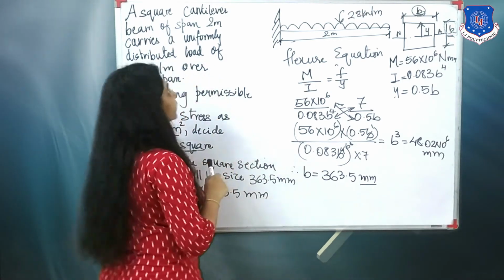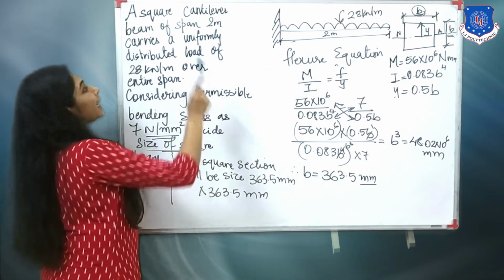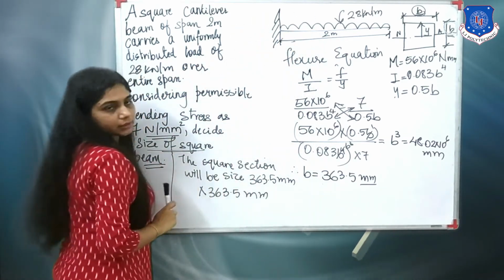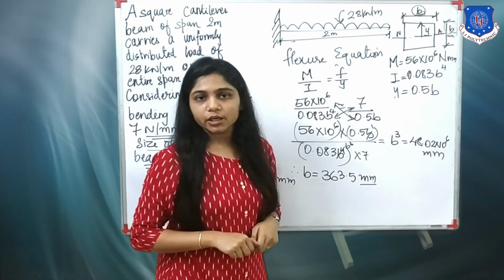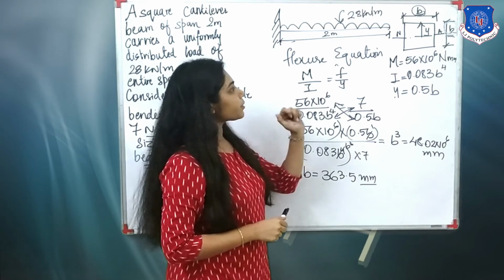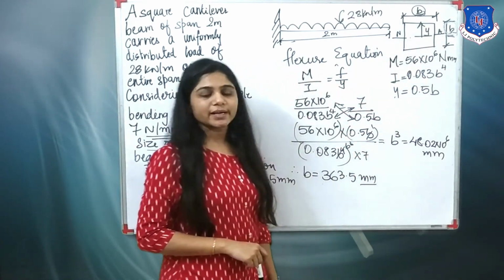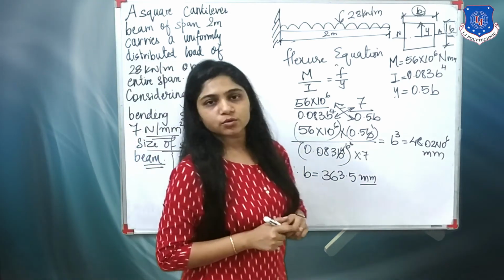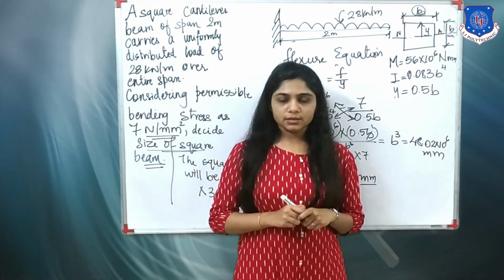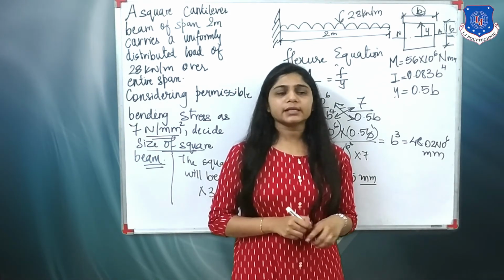So this sum was a bit different because in this sum we have dealt with a square section instead of rectangular, a cantilever beam instead of simply supported beam, and a UDL on it. So over here our flexure equation was very much helpful to find out the value of B. And because it was a square section, sizes will remain the same for B and D also. Hope you have understood this numerical thoroughly, and it will be very easy for you to calculate similar types of numericals.